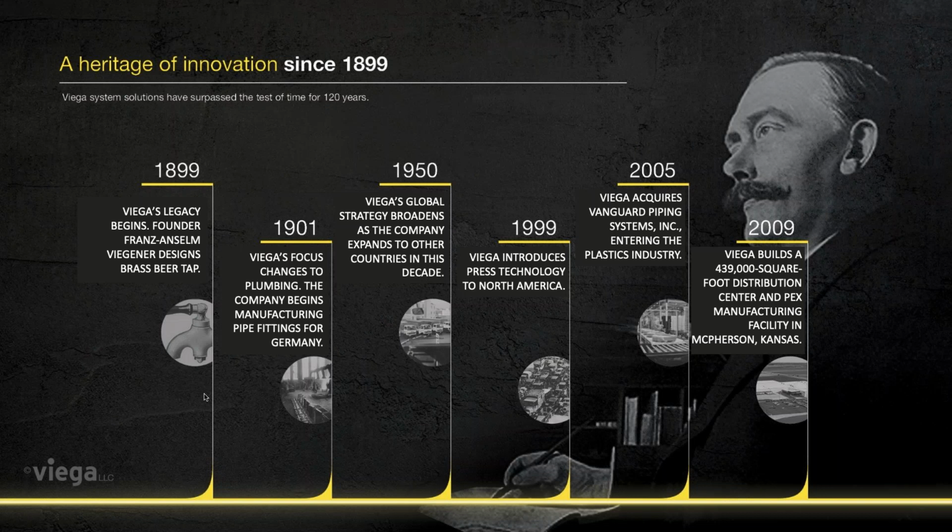Just a little background of Viga. Viga is a global plumbing manufacturing company that supplies to commercial, industrial, and residential companies. We have a very long history. It was started in 1899 when the founder created the brass beer tap. They quickly changed to the plumbing manufacturing business. In 1999, Viga was introduced to the North America company, and we are currently in Broomfield, Colorado, where we have our corporate headquarters, and we also have a training seminar center.